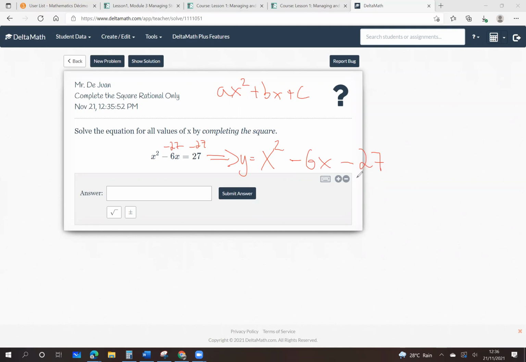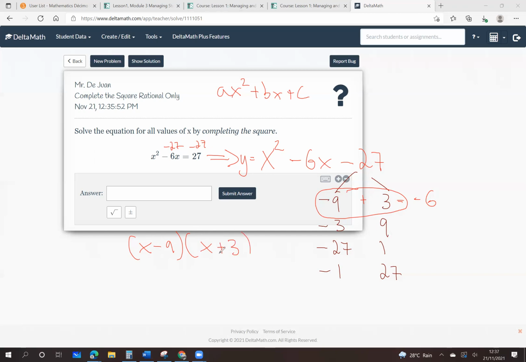So how did we get that -27? It has to be a negative and a positive. These are the options that multiply to make -27. And the number we're looking for is -6. So what combination gives us that? There it is, -9 plus 3 is -6. So in one of the casitas, we're going to have x minus 9, and in the other casita, we're going to have x plus 3.